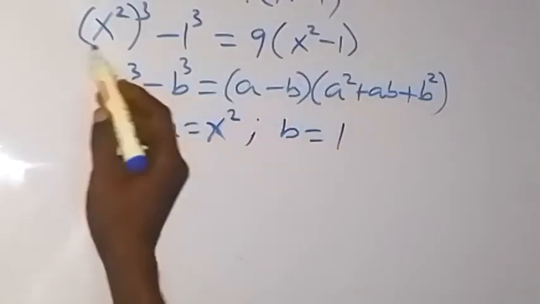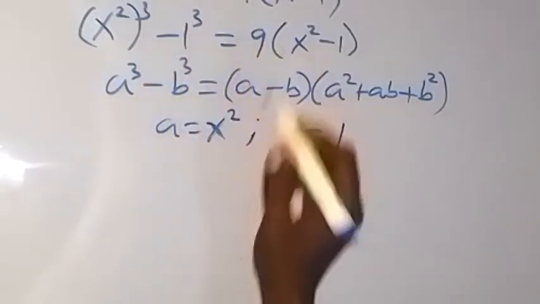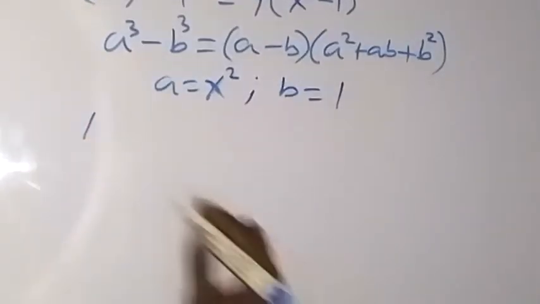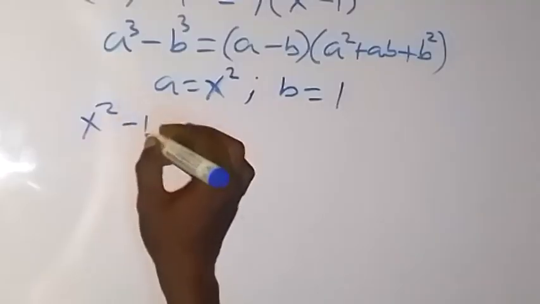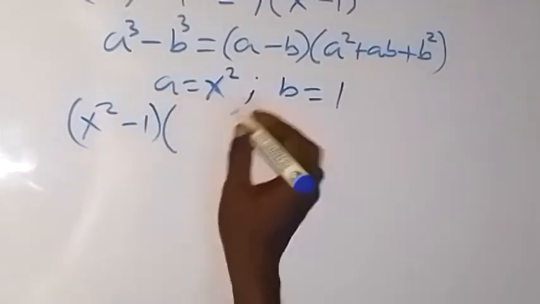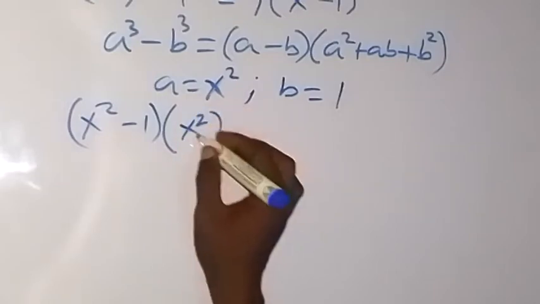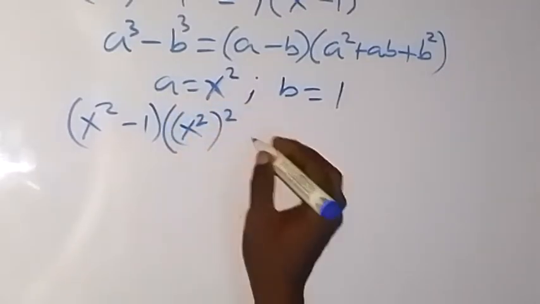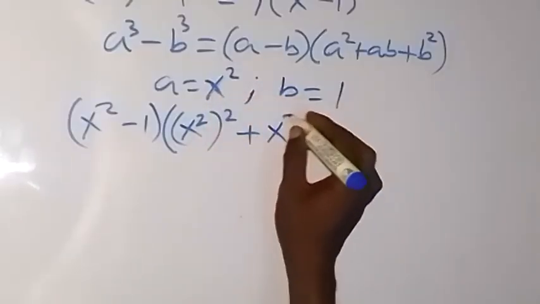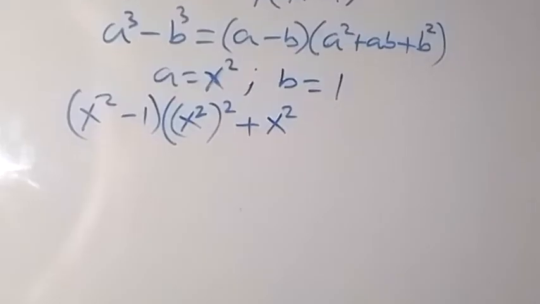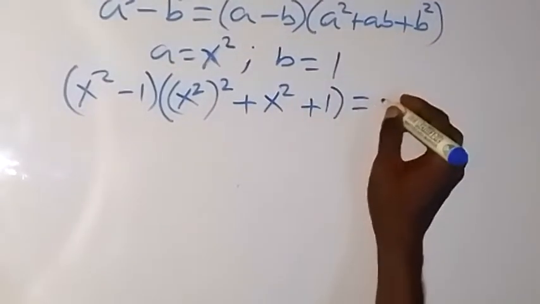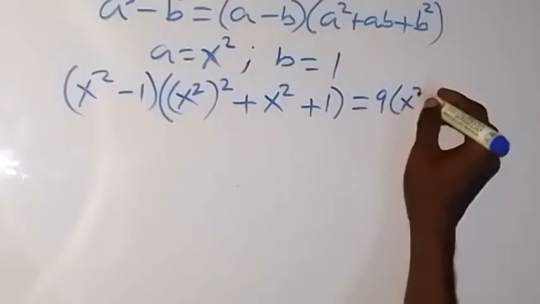So by the time we write x squared then cube minus 1 cube like that, we now have x squared, that is a minus b, that's x squared minus 1, then times a squared, that's x squared all squared, then plus ab, that's x squared times 1, that's still x squared, then plus b squared, then 1 squared is still 1, so equals to our 9 times x squared minus 1.